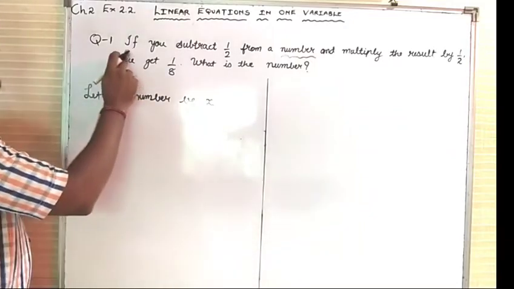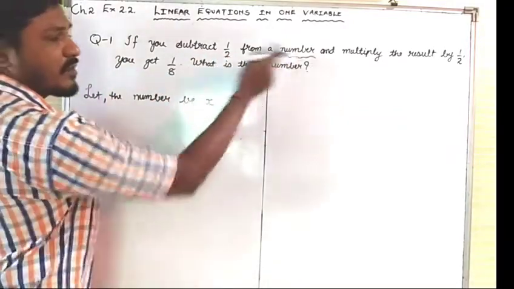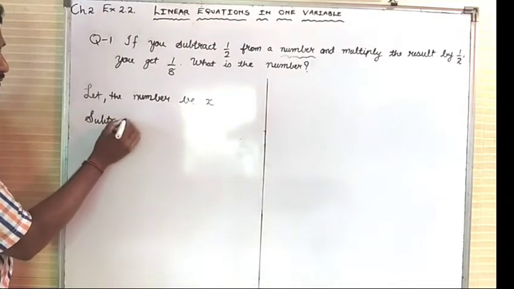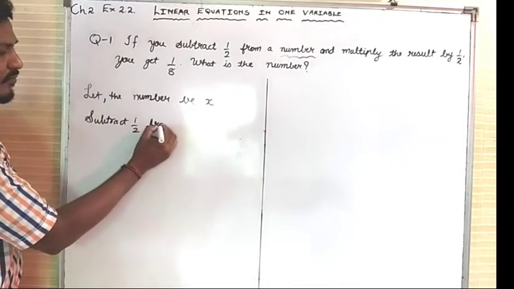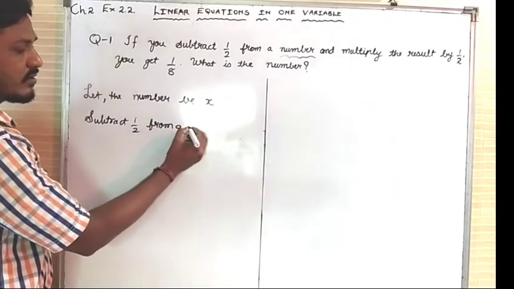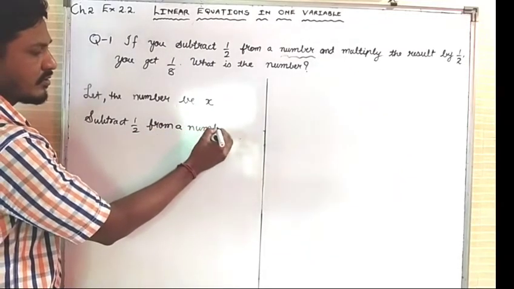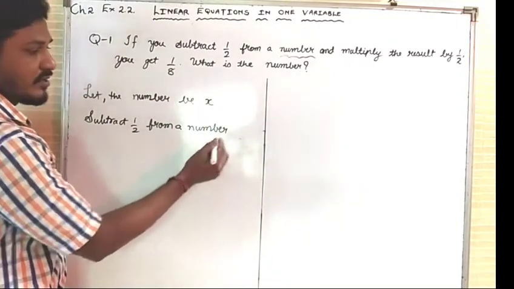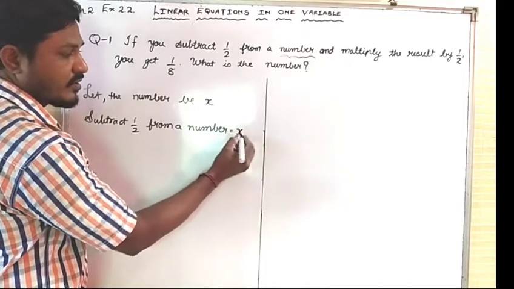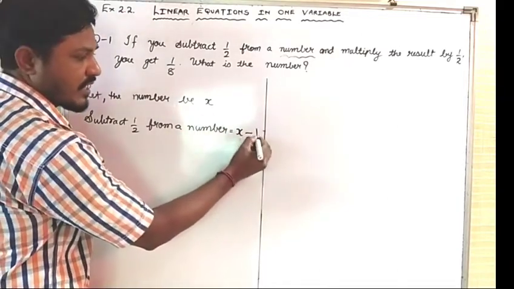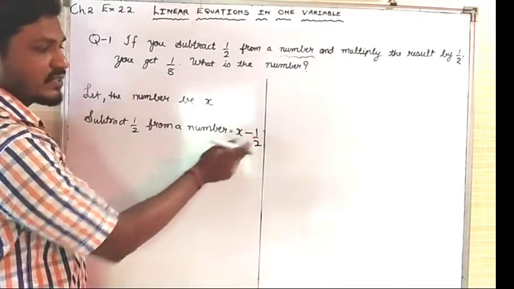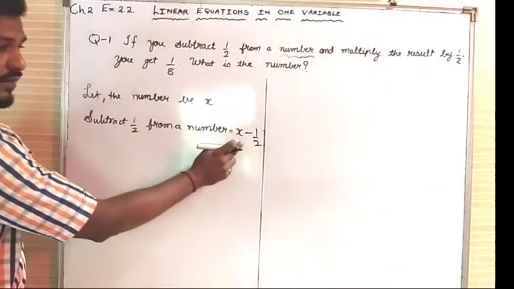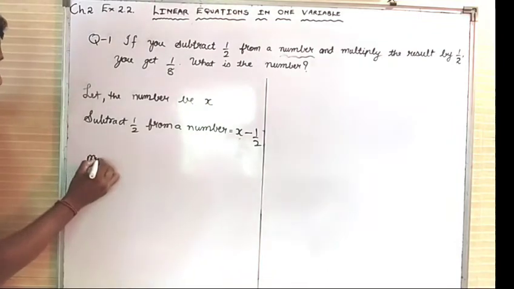Now what does the statement say? If you subtract half from a number, what do we write? Subtract half from a number. We have denoted that number as x, so we have to subtract half from it. That gives x minus half, and multiply the result by half.